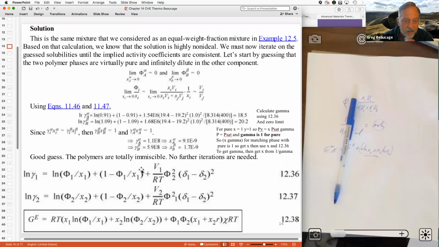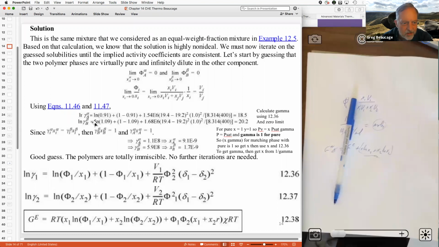Anyway, you can think of this as just plug and play, here's the plug and there's the play. You get the numbers out, they're big, right? So these are logs, it's going to be exponential to the 18. So it's like 10 to the 8. Right? You have the numbers here, 10 to the 8. So this is like e to the power 18. So it's a huge number. It means they're completely immiscible. Right? That's total immiscibility.